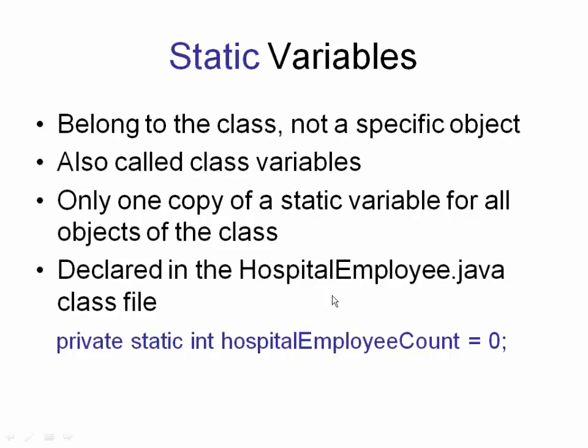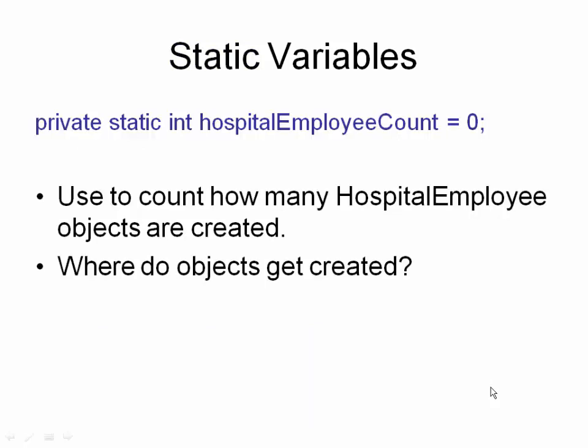Then we talked about static variables. Static variables are class variables. They're not associated with any given object. Here's an example of declaring a static variable to count the number of hospital employees that would be created inside the HospitalEmployee class. So they'll be private. You're going to add the word static, and you'll need to initialize these variables. So they would be used to count the number of employees.